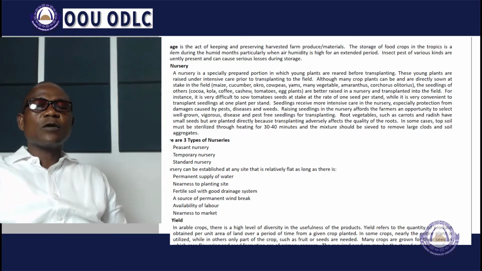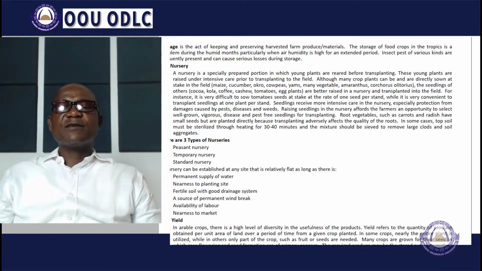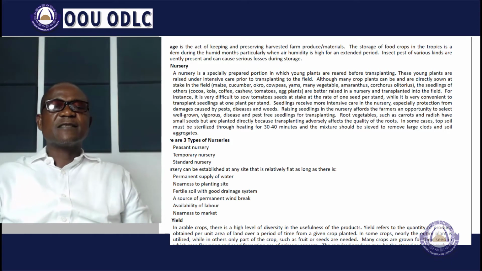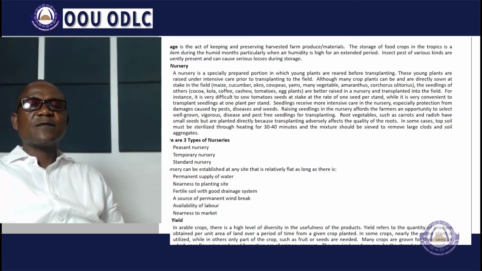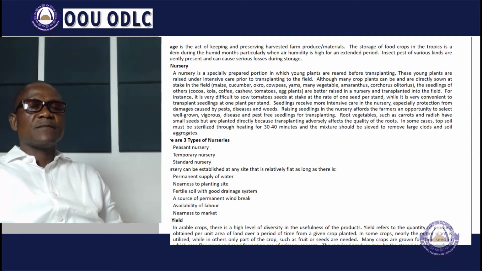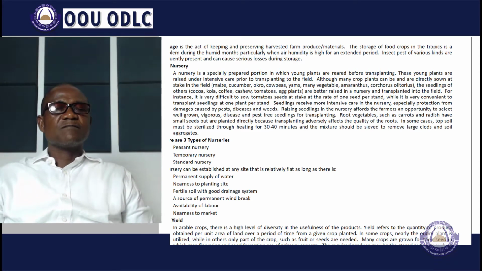For instance, it is difficult to sow tomato seeds at stake at the rate of 1 seed per stand, while it is very convenient to transplant seedlings at 1 plant per stand. Types of nurseries. There are 3 types of nurseries, and these are peasant nursery, temporary nursery, standard nursery.